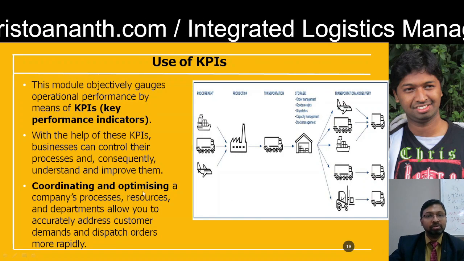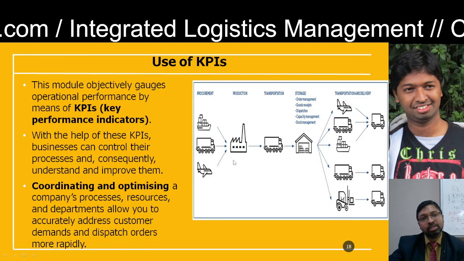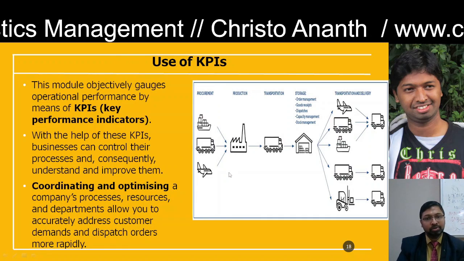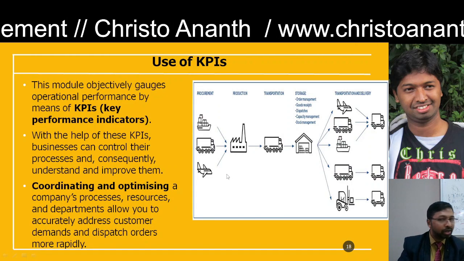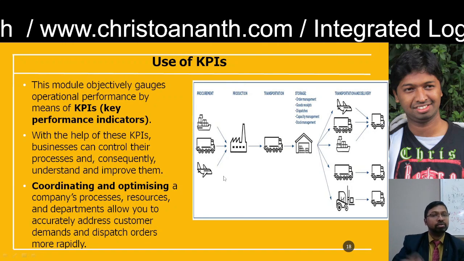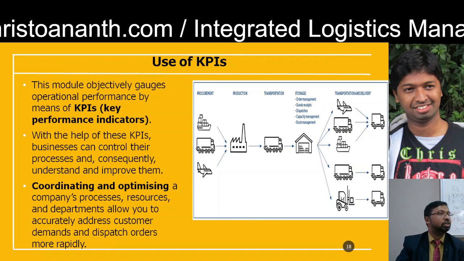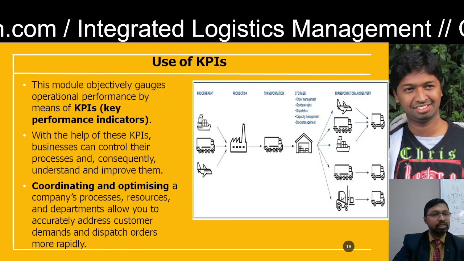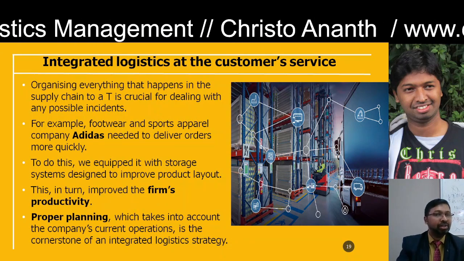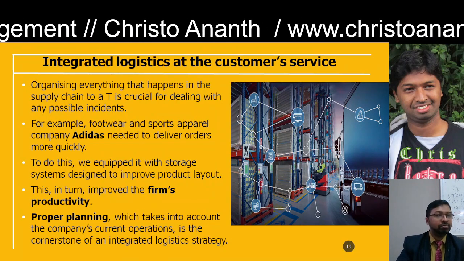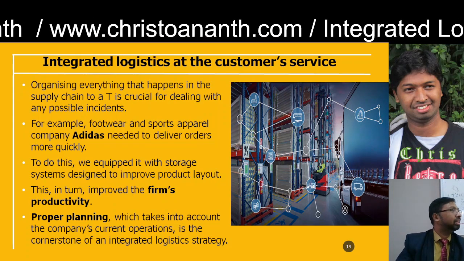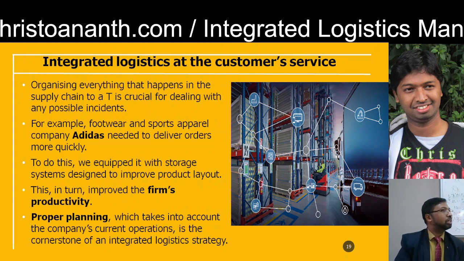Okay, so using key performance indicators, businesses can control the processes, and of course you can understand the market and improve them. Okay, so this is the way you are going to coordinate and optimize the company's processes, resources, and of course departments even, where you can dispatch orders much more easily and successfully. So for example, we'll consider an example where we have a footwear and sports apparel company named Adidas. Okay, so they have to deliver orders much more quickly even.